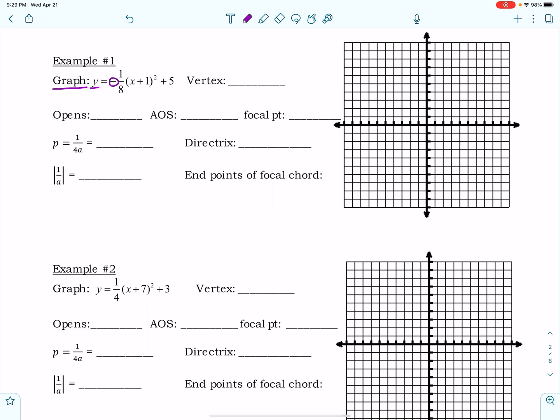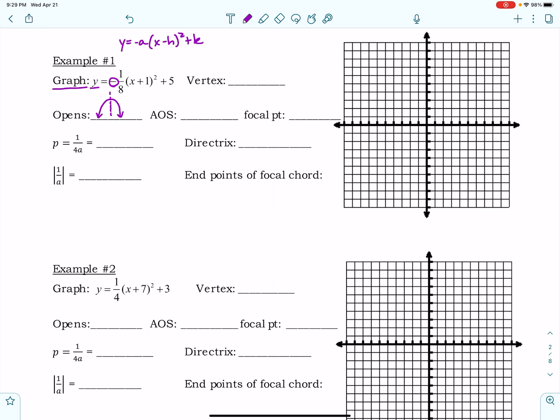That means it's going to open up or down. We have a negative in front of the a, because remember, the form for this problem looks like that. So the A is negative. That means this is going to open down, and that means we're going to have an axis of symmetry just like that. I'm just using that to help guide you through this.